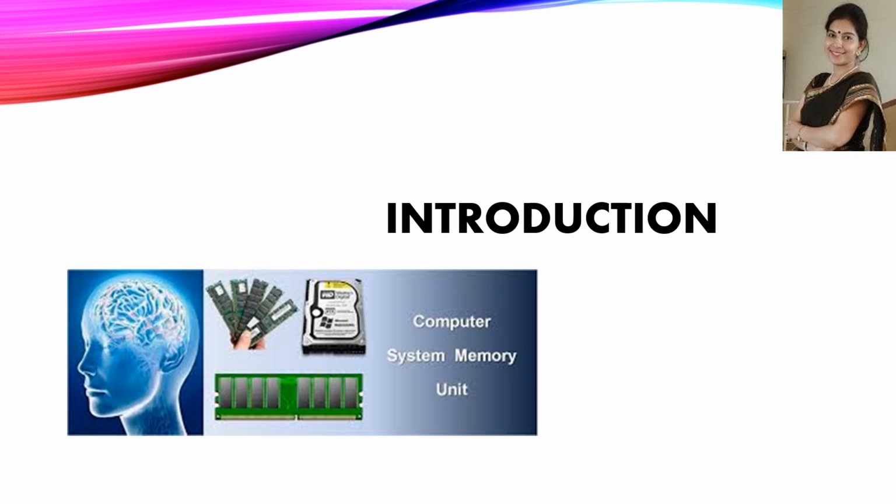So in the first chapter we have studied about the fundamentals of computer, where we have studied that computer system comprises of three important parts: the input device, the CPU or the central processing unit, and the output device. The CPU consists of the three components: the arithmetic logic unit, the memory unit, and the control unit.